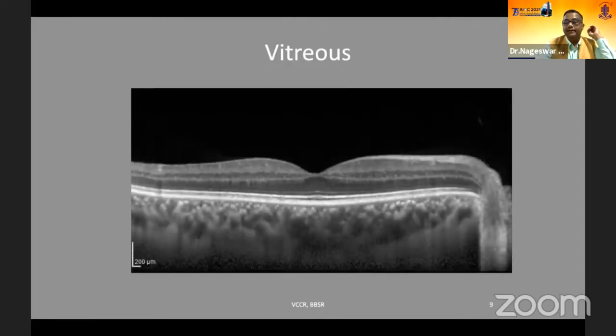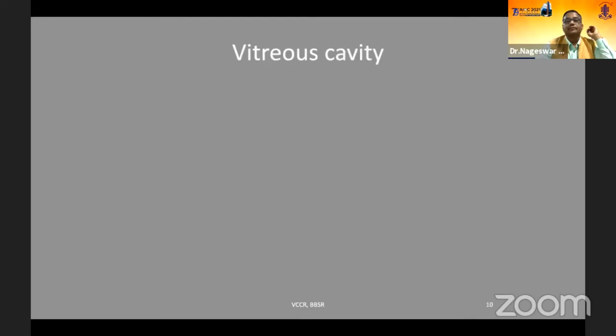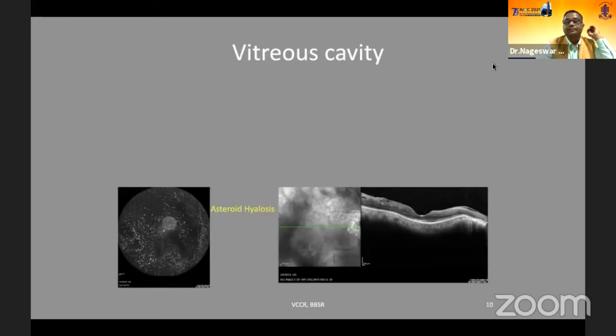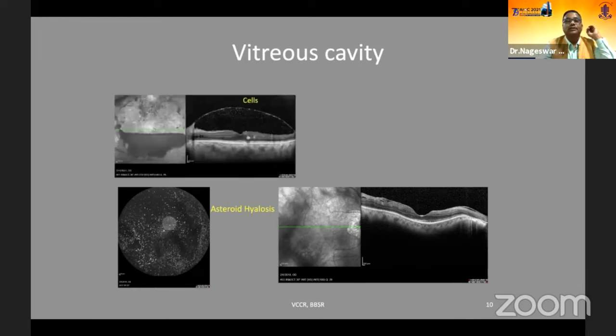The vitreous is normally clear, crystal clear, because of around 98% water content. Because of the water content, it appears black. So any opacity in the vitreous picked up by the OCT appears as white reflective dots. I will be showing these reflective dots. For example, in asteroid hyalosis, there are so many dots in the vitreous, homogeneously reflective dots, which you will see in the OCT of the vitreous cavity. Inflammatory cells will look like this.